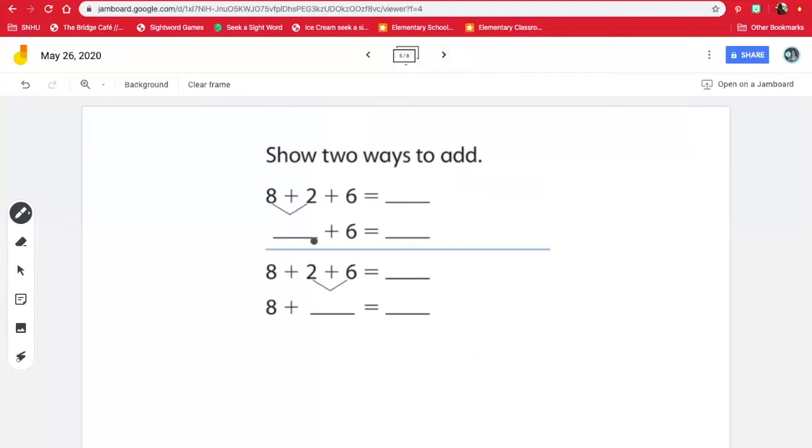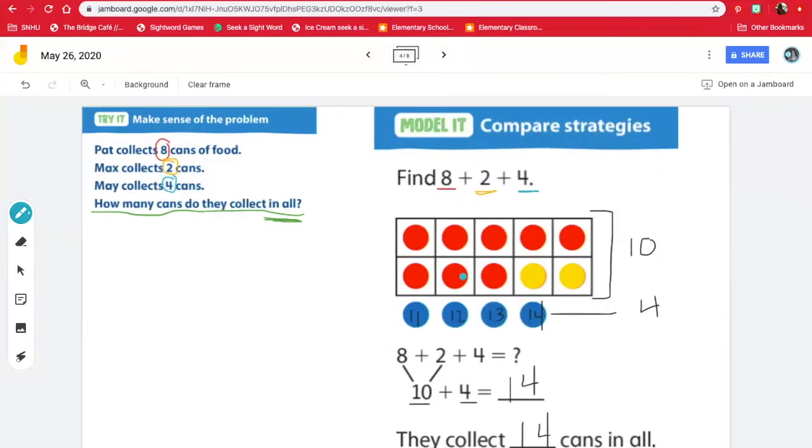Show 2 ways to add. All right, let's look at these 2 ways. So we have way number 1 here and our second way. In the first one, let's add these 2. 8 plus 2. Well, I know in this one, 8 plus 2 is 10.